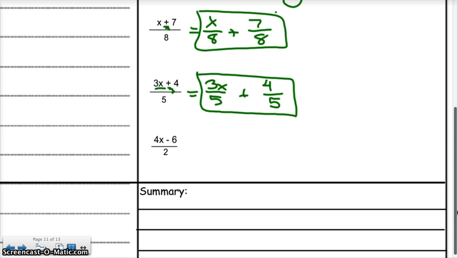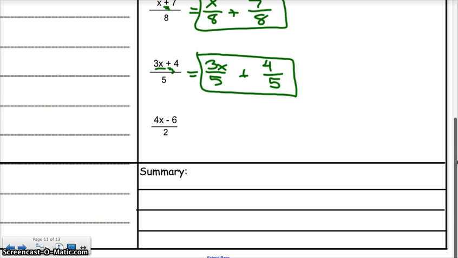Okay, this next one's going to be a simplified one. You will see how it's different. 4x on top, put it over the bottom. Minus, because there's a minus sign here, the next number is 6, put it over the bottom.